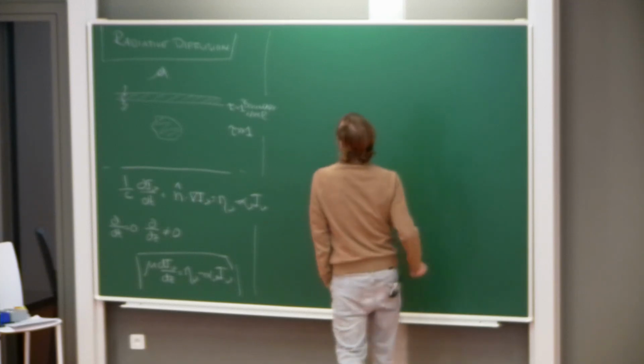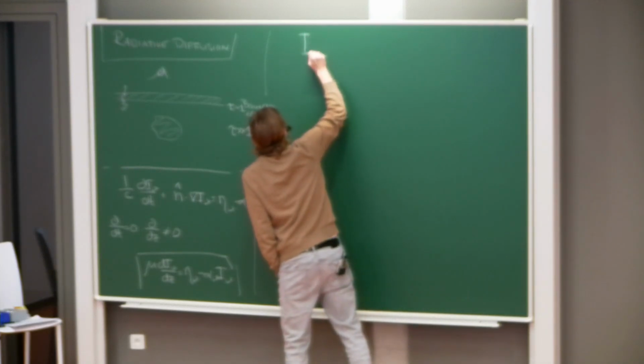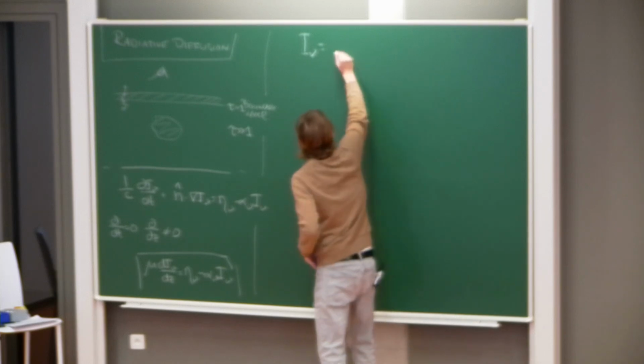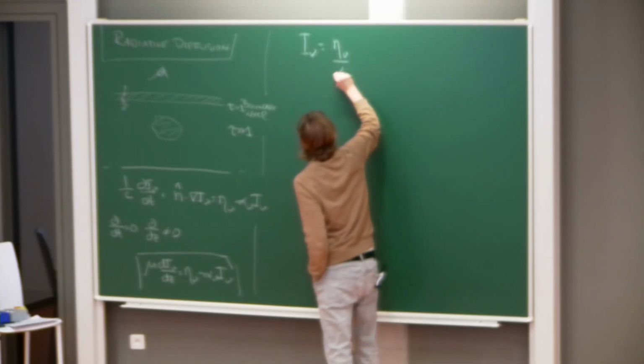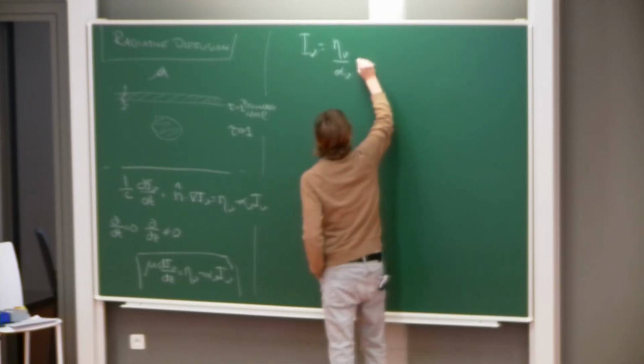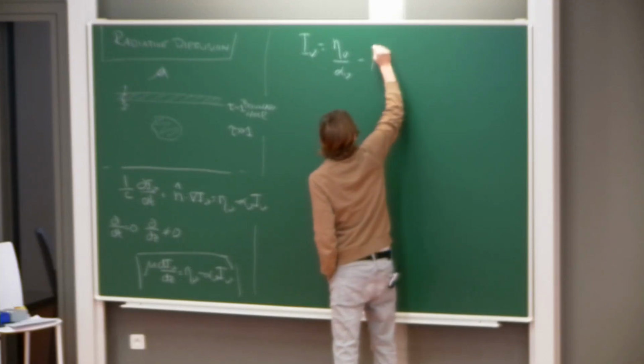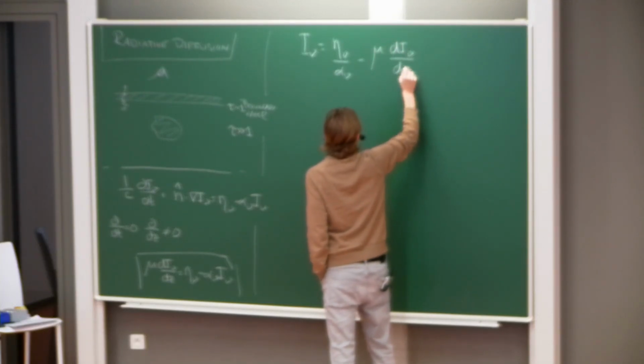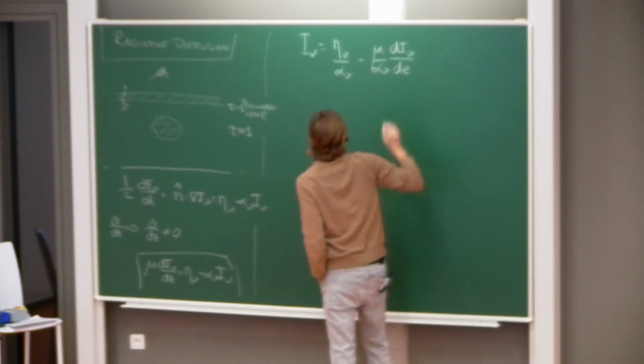We're going to just rearrange this equation a little bit. I'm just going to move over I_nu there, and then you see that it's eta_nu divided by alpha_nu, minus mu dI_nu/dz, and then we have an alpha_nu here.